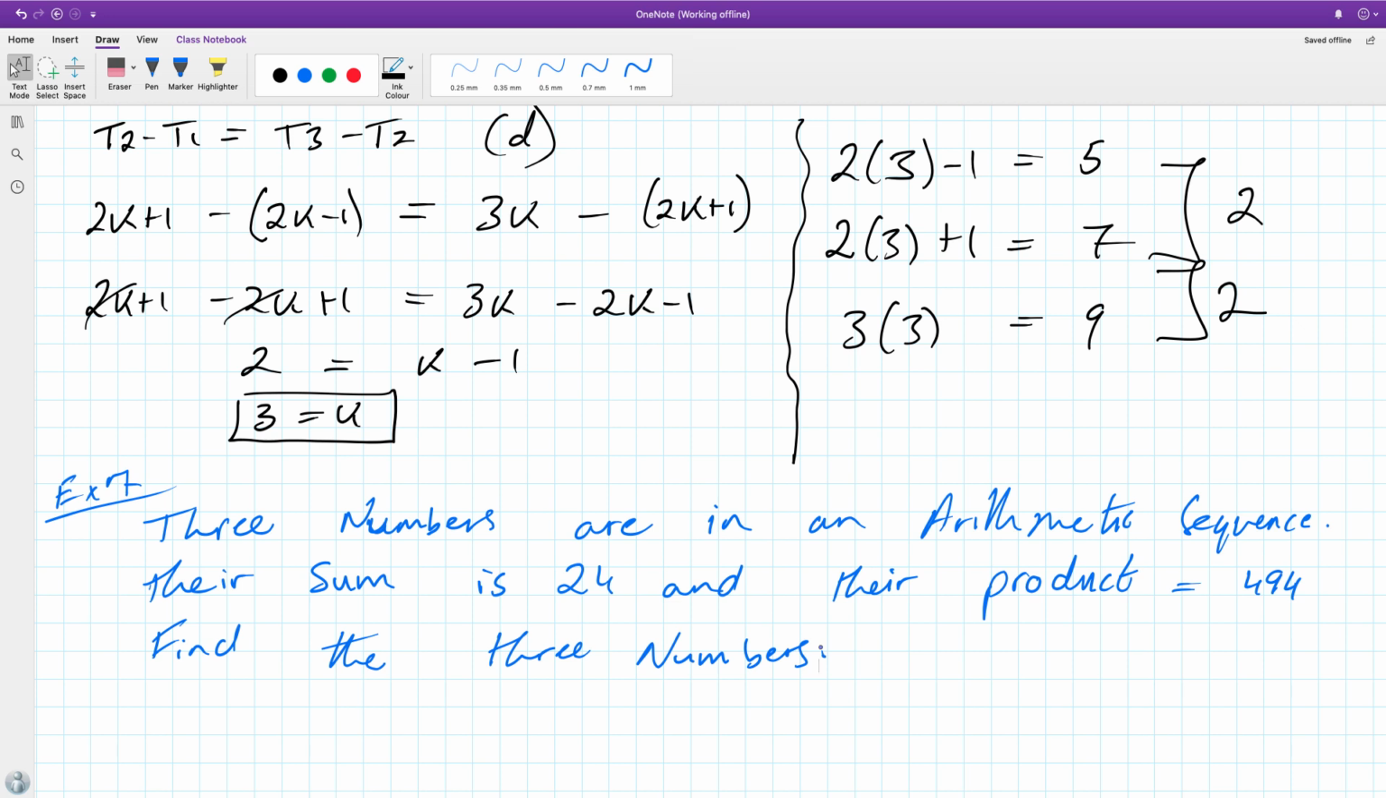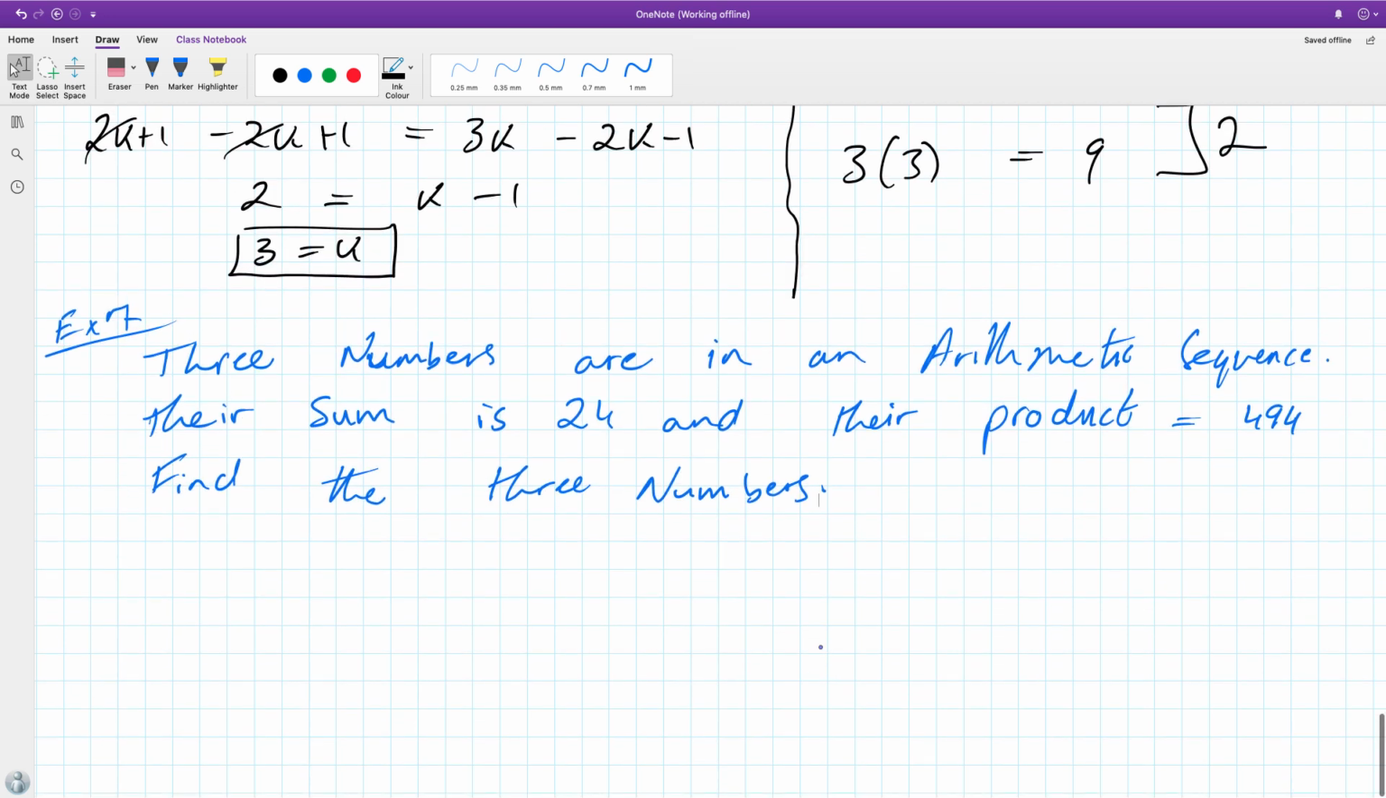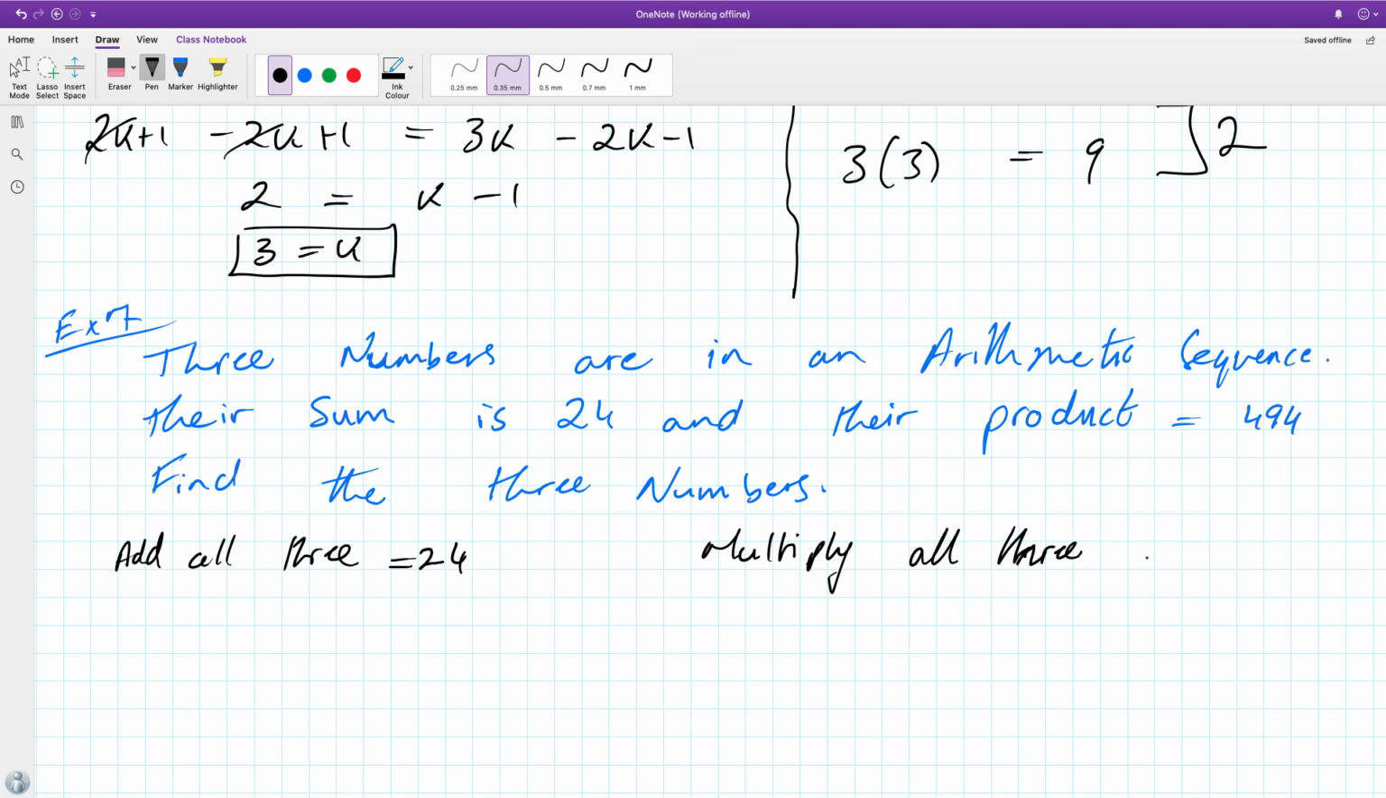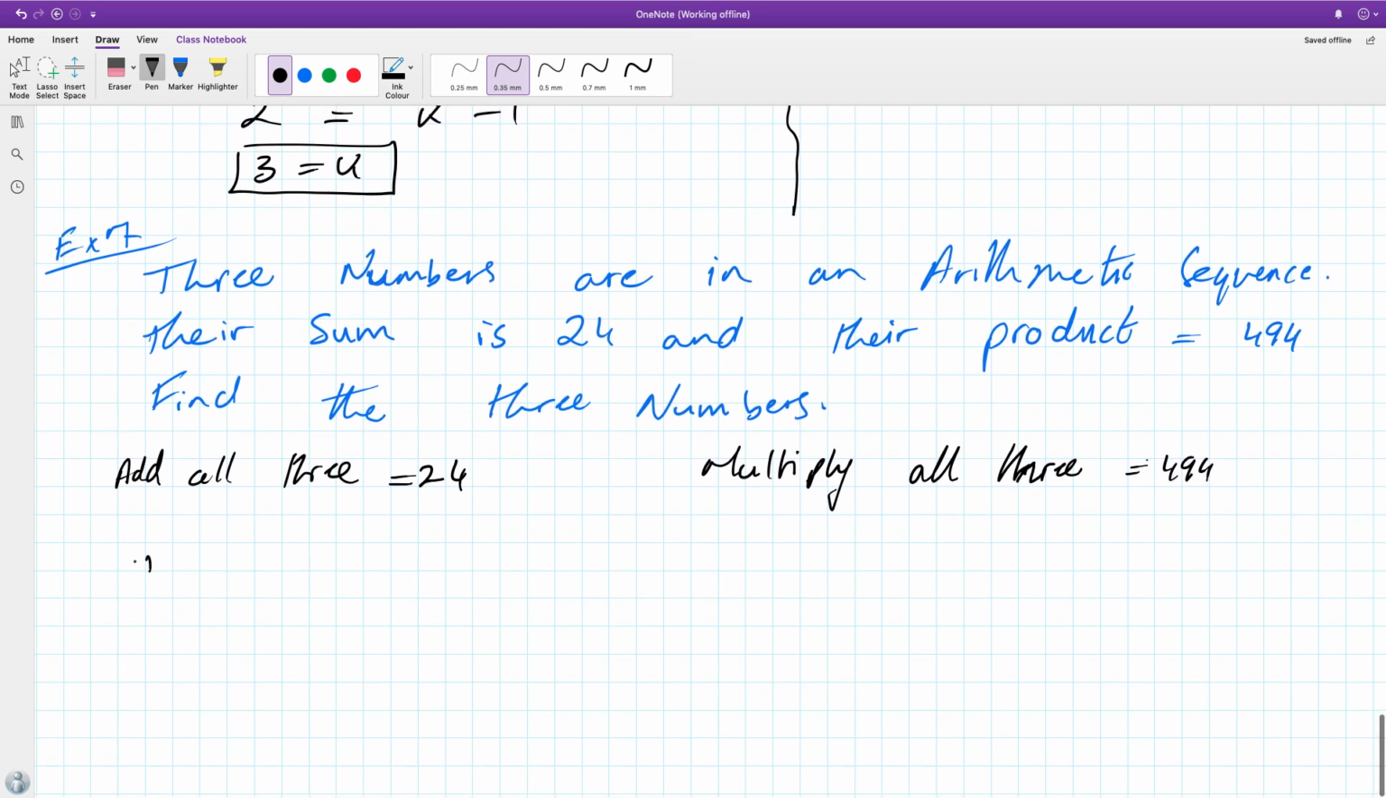Right, let's have a little look at it. We'll run into a few walls. So, we know that the sum is 24. That means add all three and we get 24, multiply all three and we get 494. So T1 is equal to A, T2 is equal to A plus D, and T3 is equal to A plus 2D.